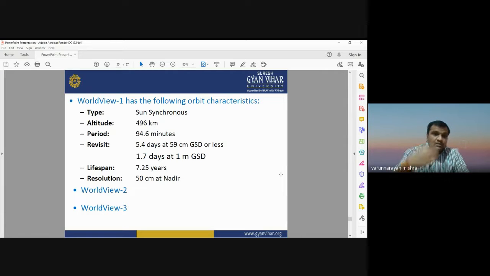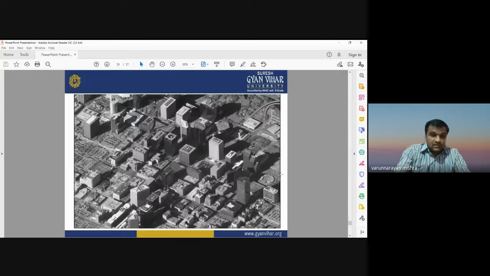So this is also a series of satellites: Worldview 1, Worldview 2, and Worldview 3. These satellite series are providing very high spatial resolution images. This is the image acquired by Worldview 1 sensor with spatial resolution of 0.5 meter, that you can say 50 centimeter spatial resolution images.